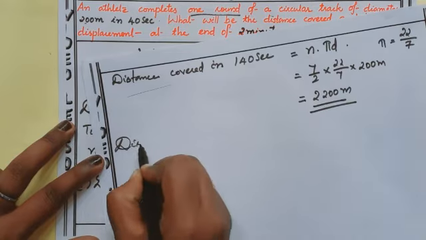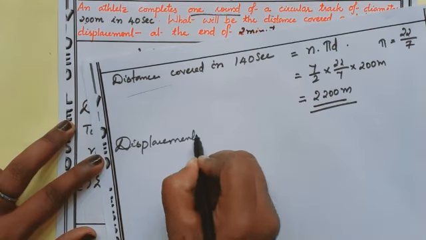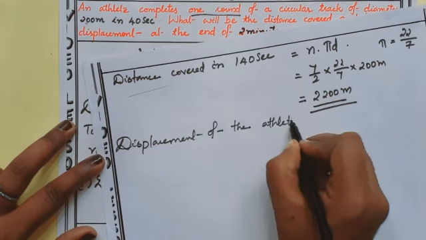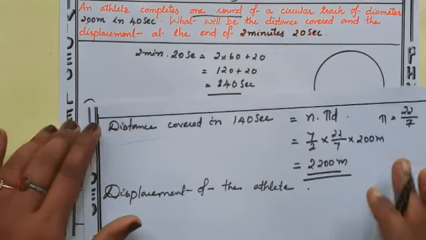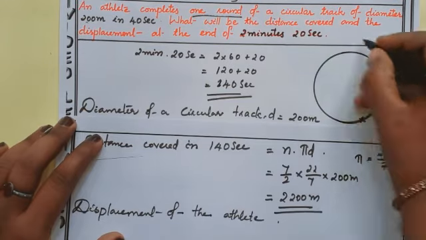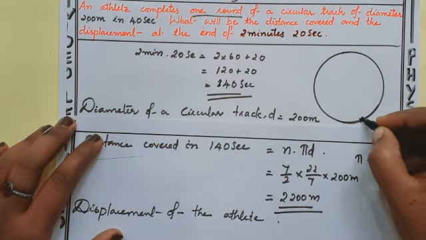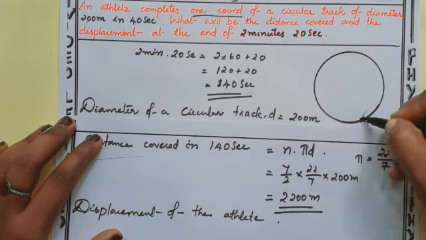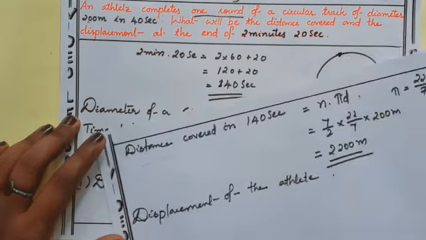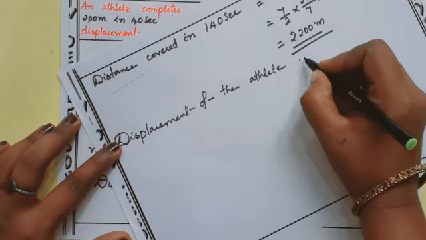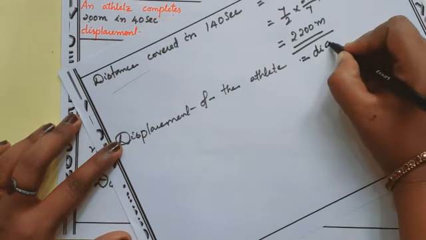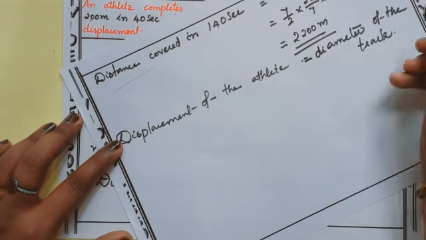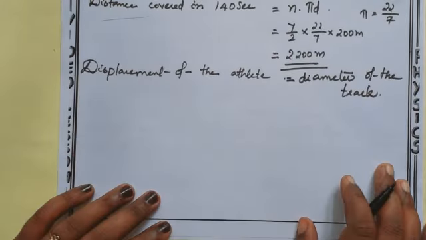After that, we want to find out the displacement of the athlete. Which position is the athlete in? First he covered 1 round in 40 seconds, 2 rounds in 80 seconds, and 3 rounds in 120 seconds. Then in the balance 20 seconds he is diagonally opposite to the initial position. So the displacement of the athlete is equal to the diameter of the track.